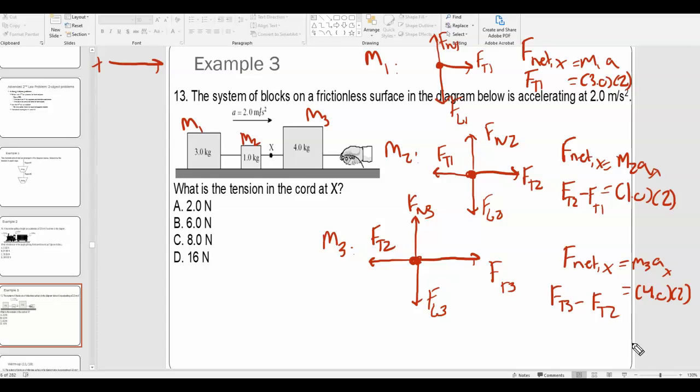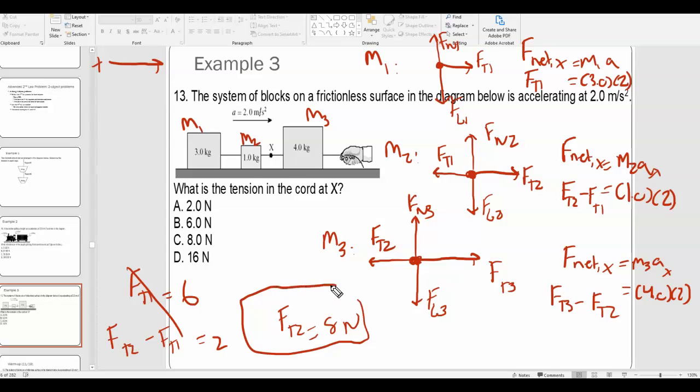Now, I want FT2 by itself. And so the easiest way for me to do this is to use the first 2 equations and use elimination. So let me write this out. I have FT1 equals 3 times 2 is 6, so that's just 6. And then I have FT2 minus FT1 equals 1 times 2, which is 2. I add those 2 equations together. Those 2 cancel out. And I immediately get FT2 equals 6 plus 2, which is 8 newtons.